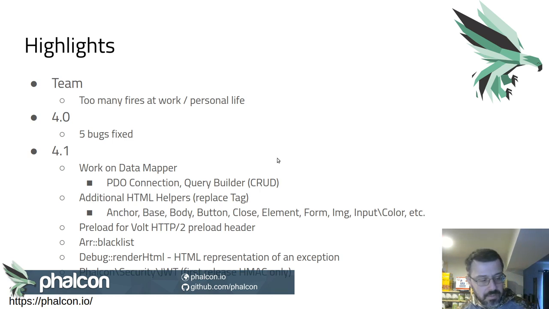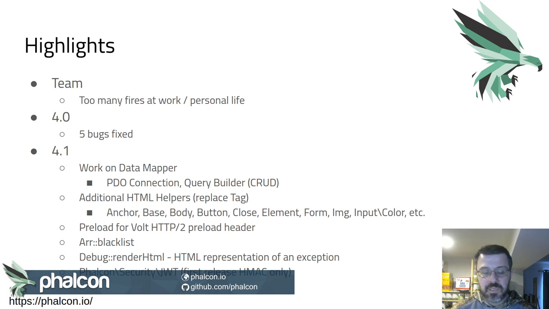We also added preload for Vault to take advantage of the HTTP2 preload header. I don't recall who asked for this. I apologize, but thank you for asking that. We managed to implement that. We also had the Arr, the little helper class that we have for arrays, get a new method called blacklist. Render HTML on the debug gives an HTML representation of an exception. And also we have Phalcon Security JWT. This is the first release of the JSON Web Tokens in Phalcon.